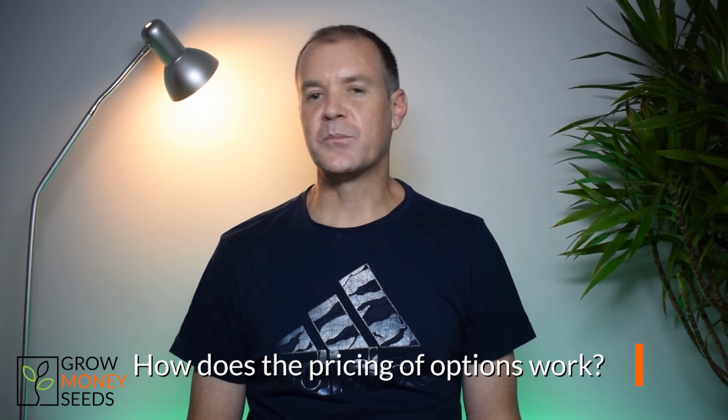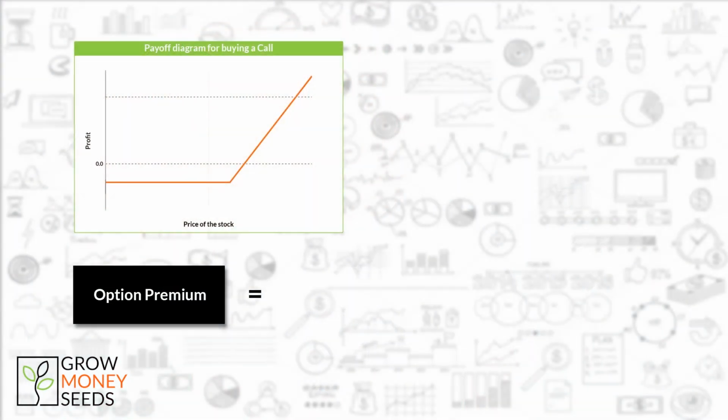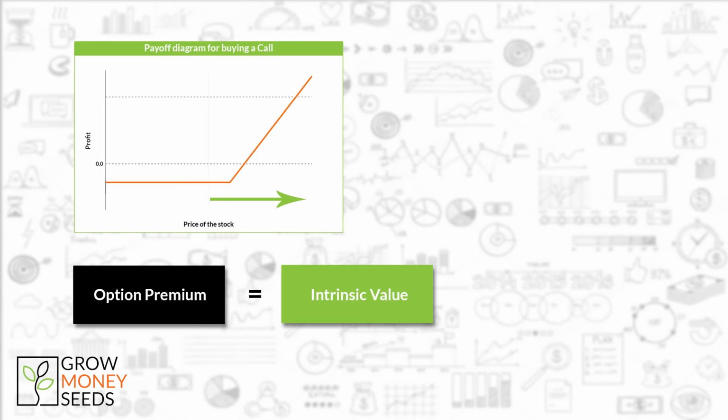How does the pricing of options work? The value of an option is generally made up of the probability of future price events. The more likely an options contract is going to do something, the more an option is worth. From our previous example, when we buy the call option and the stock price goes up, then the price of the option also goes up because it is more likely that it will be profitable. The more the option is in the money, then the more it's worth, and this is called its intrinsic value.